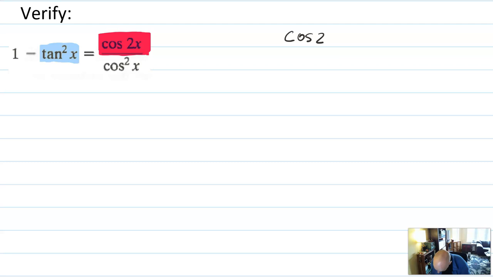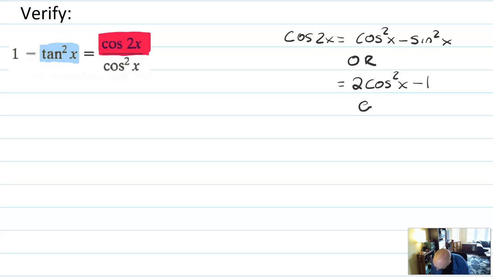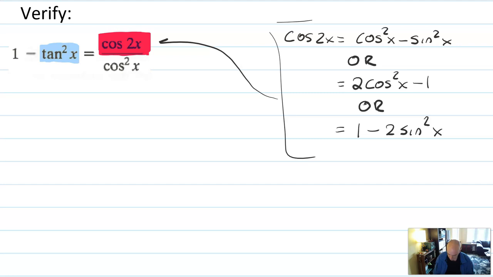So I know that cosine of 2x is equal to this, or it's equal to this, or it's equal to that. I'm going to have to substitute in here, but I don't know which thing I'm going to substitute for. And you could probably make the problem work with any of those chosen substitutions.